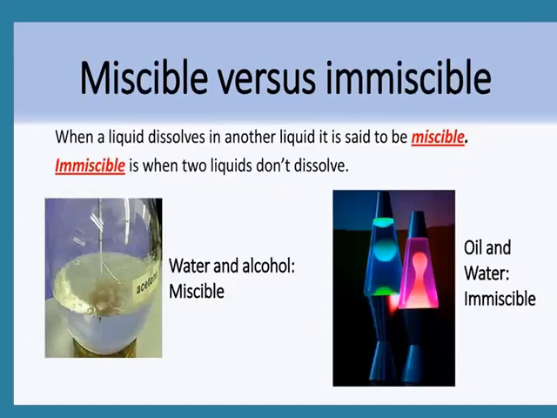When a liquid dissolves in another liquid, it is said to be miscible. Whereas when two liquids do not dissolve and form separate layers, they are immiscible liquids. Water and alcohol, acid and water, bases and water are examples of miscible liquids. Oil and water, kerosene and water, petrol and water are examples of immiscible liquids.